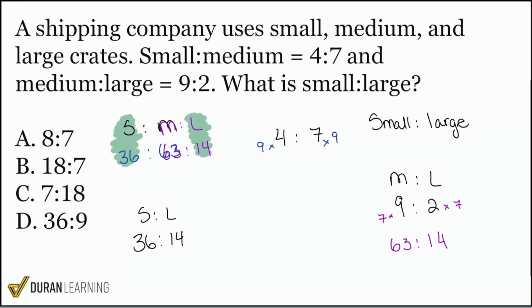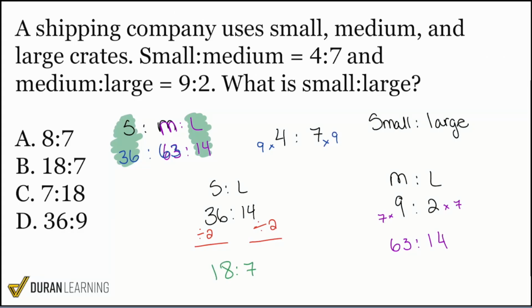What's the last step that I need to take? It's the same thing that we've been able to do. Simplify, reduce. Yes. Everybody, when we compare 36 and 14, what number can we simplify out of both 36 and 14? Yes, that'll be 2. When I divide 36 by 2 and divide 14 by 2, I'll now have my final answer, and that's going to be 18 to 7. And that will be answer choice B.